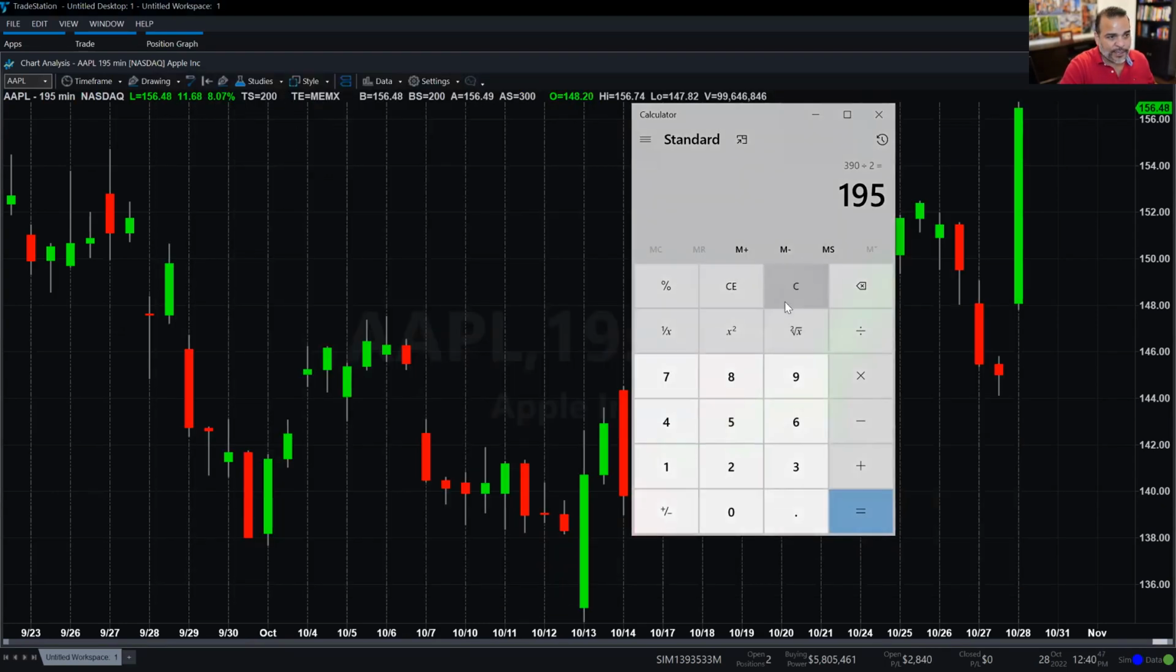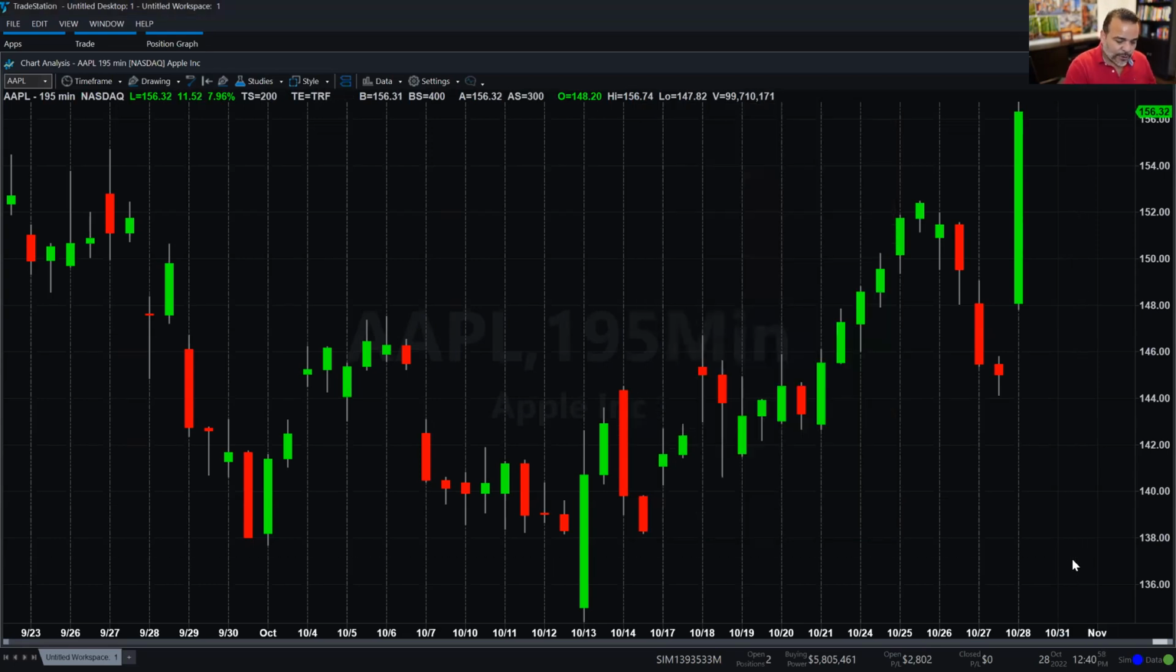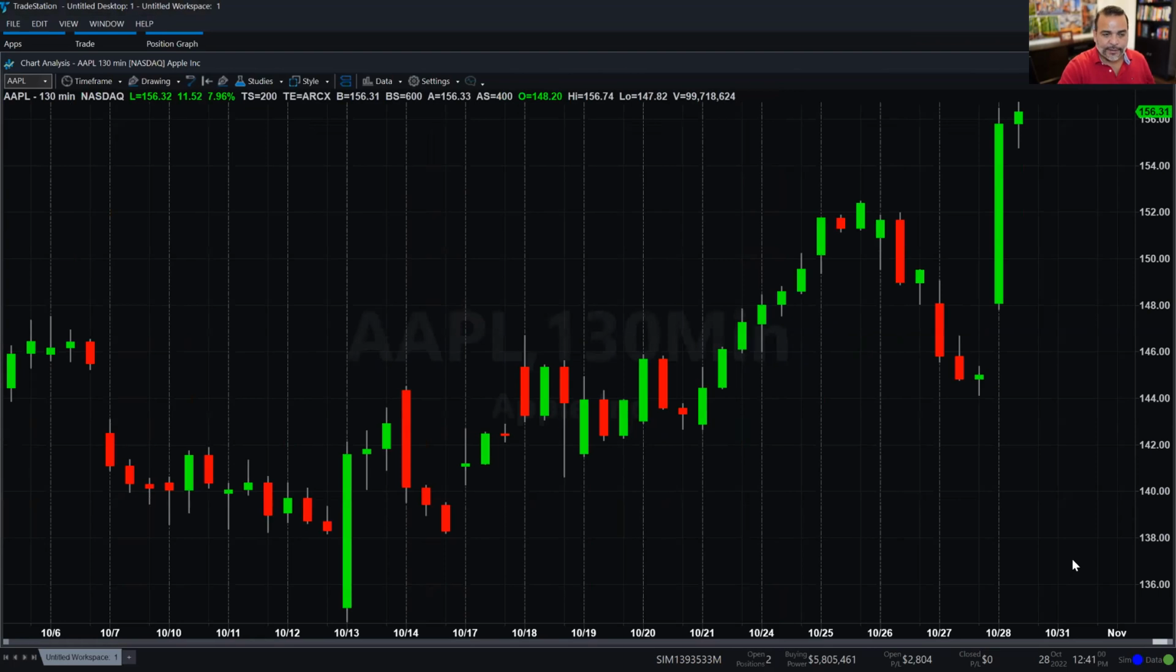If you take the 390 and you divide them by 3, then you have a 130-minute chart. If you wanted to have 3 bars per day, 130 minutes.